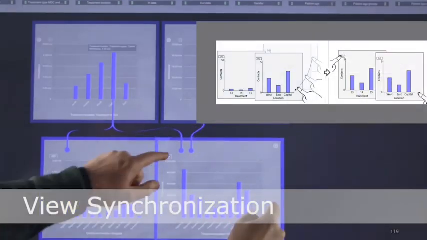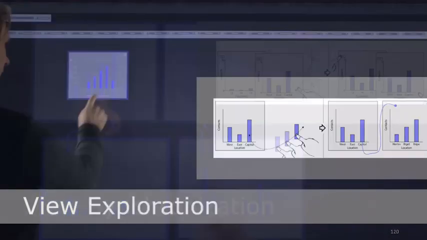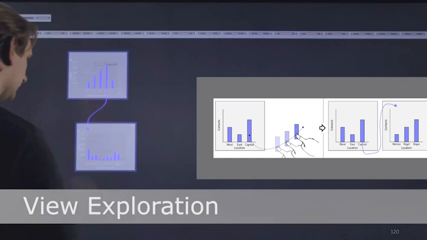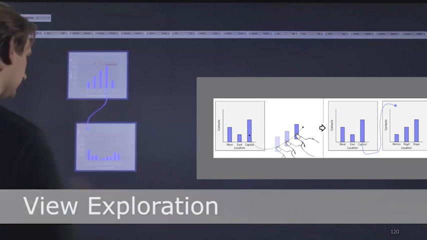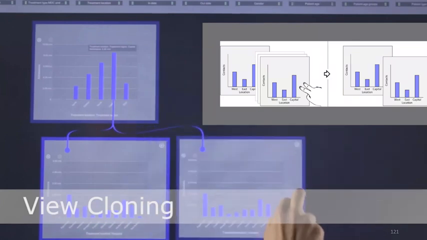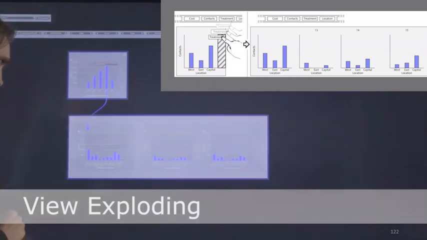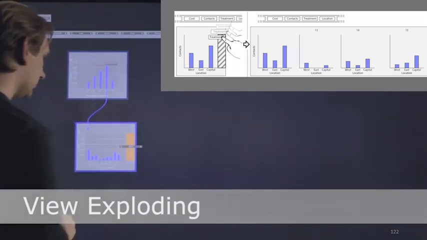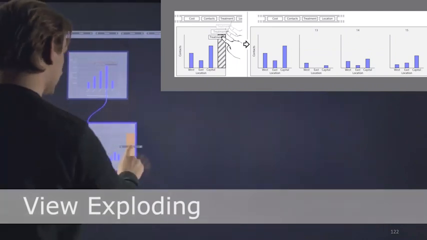You can synchronize axes so you have the same axis encoding across visualizations. And you can explore, this is that trail of thoughts that I showed before from the workshops, where you take a part of the data and explore that in another visualization or view, as it's called here. You can clone views, just dragging with two fingers. And you can also explode views, so you see that view, but now broken down on all the different values in a column. So here, one visualization is broken down by gender, so you get two other visualizations next to it.